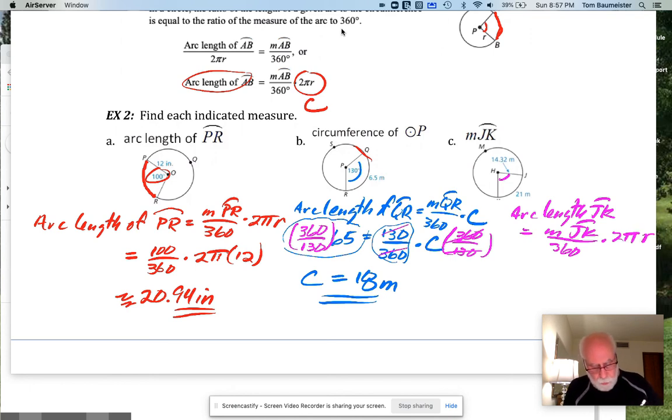All right, so now we're going to plug in what we know. We know that our arc length, which is here, is 21. So here, let me go ahead and use a different color, since I did use the pink here. So I'm going to say then that 21 is equal to, we do not know what the measure of JK is, but it's divided by 360 times 2 pi, and then we know our radius is 14.32.